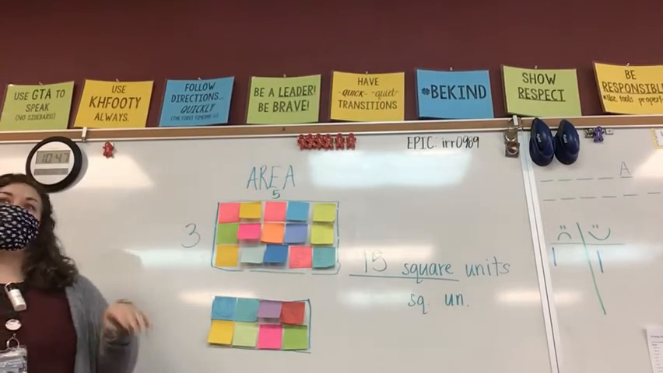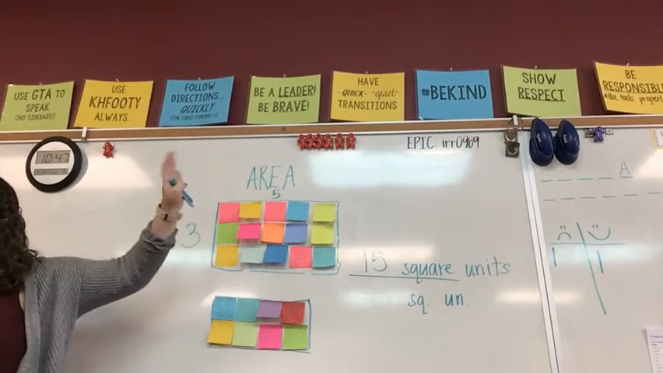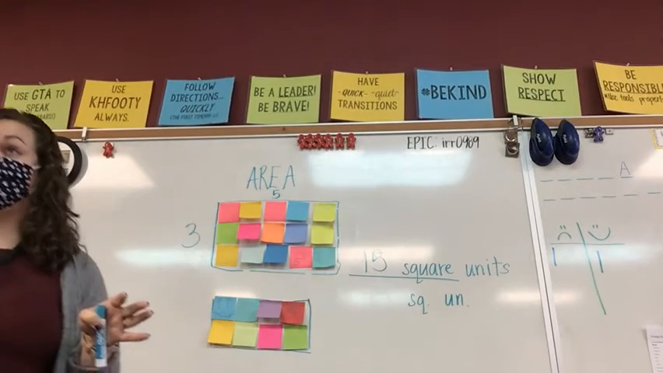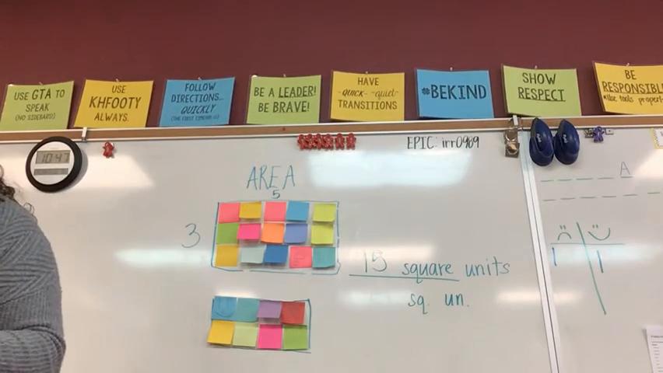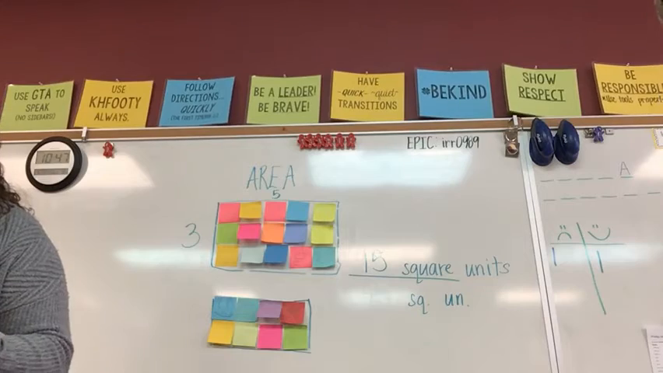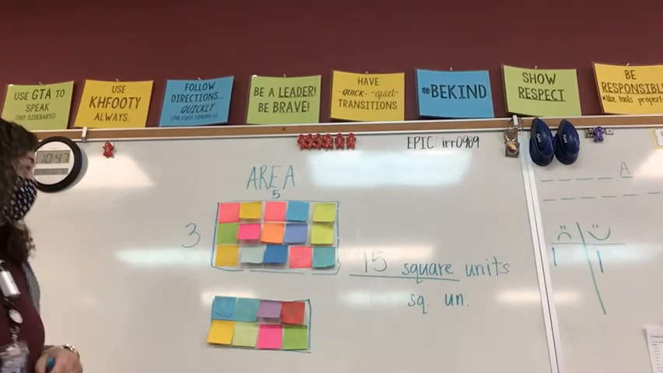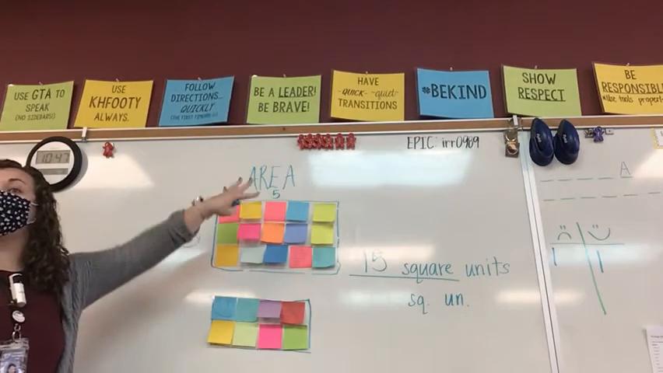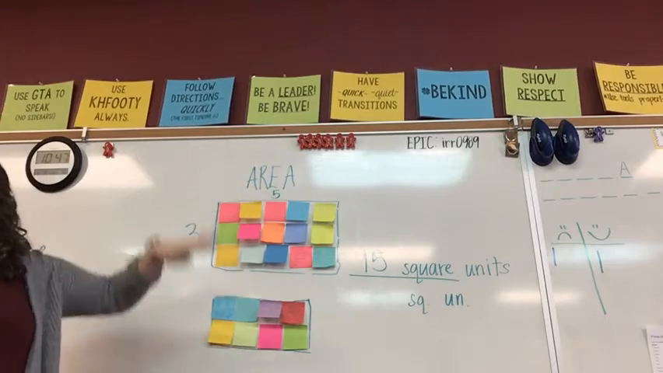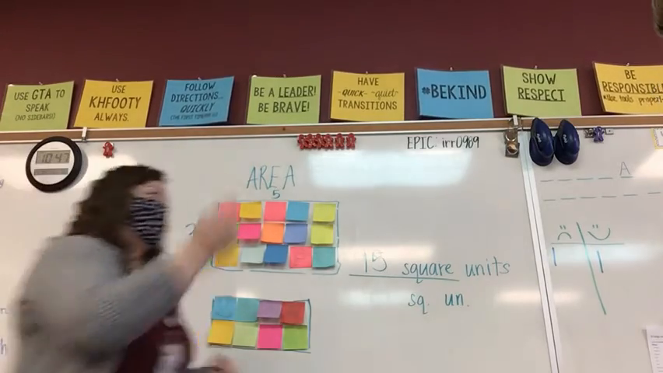Who can tell me how you know right away, just looking at it, that these areas will not be the same? Emerson. The top one is bigger than the bottom one. So you can assume that this one has a greater area than the other shape. Good.